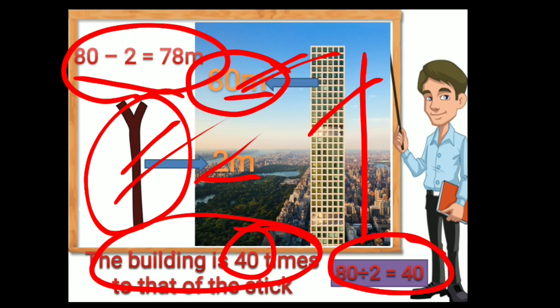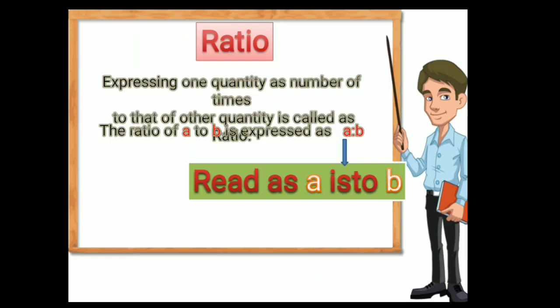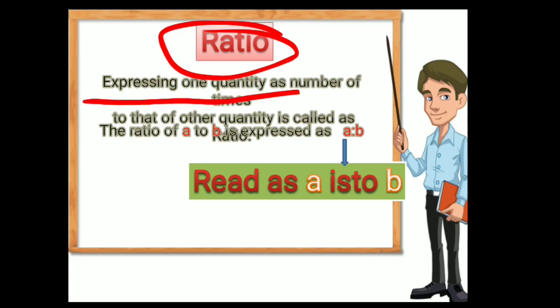So let us see what this way of comparison means. This way of comparing is nothing but ratio. Ratio is expressing one quantity as the number of times of the other quantity. If you want to compare A to B, we have to write it as A is to B. The ratio of A and B is nothing but A is to B, and we read it as A is to B. Here the symbol is a colon. A colon B is nothing but A is to B.